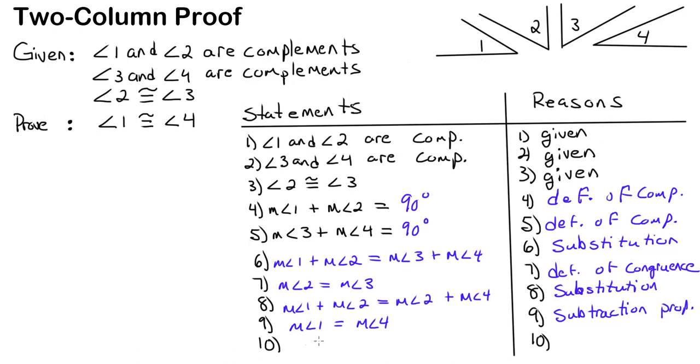And since I know that the measure of angle 1 is equal to measure 4, I have now proven that angle 1 is congruent to angle 4, and that is the definition of congruence.